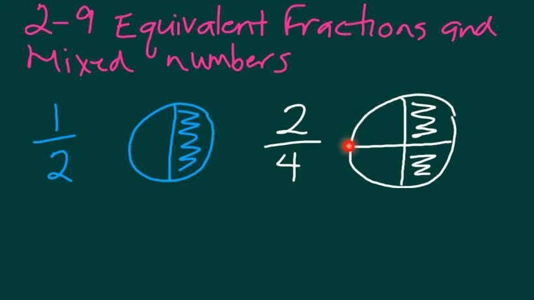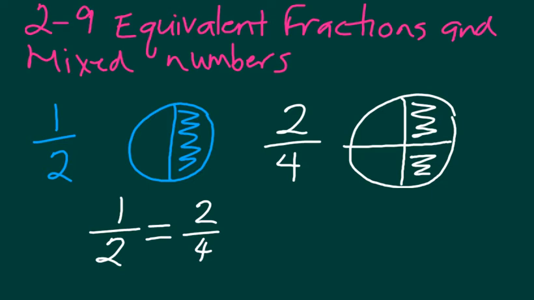And then look at this pizza. It's cut into 4 pieces, and 2 of the 4 pieces are left. So 2 out of 4 parts. That's what the fractions mean. Now, 1/2 and 2/4 are equivalent fractions. They are equal, or the same part of the pizza. They're equivalent. So we would say that 1/2 equals 2/4.